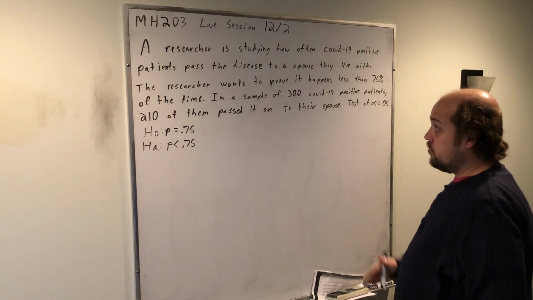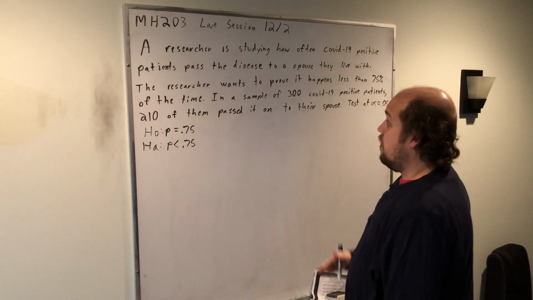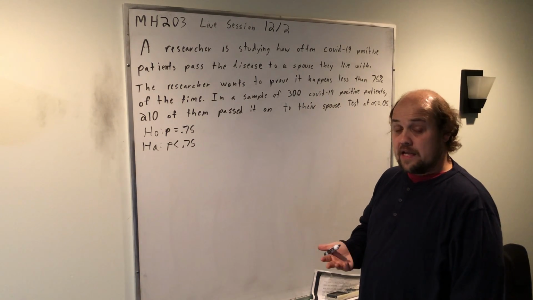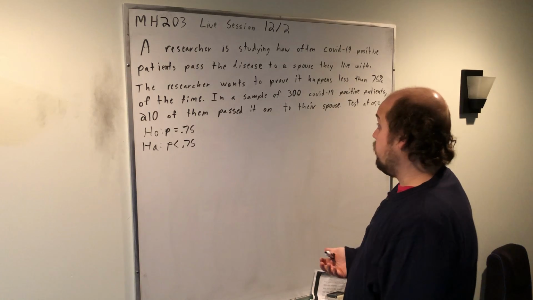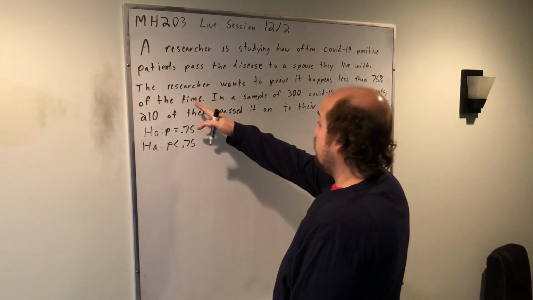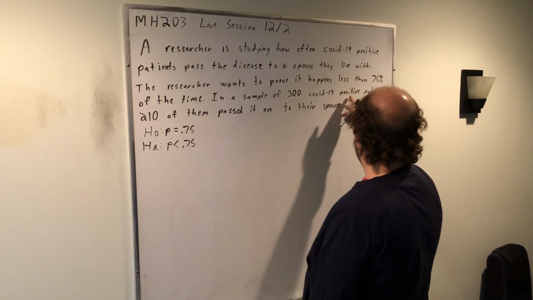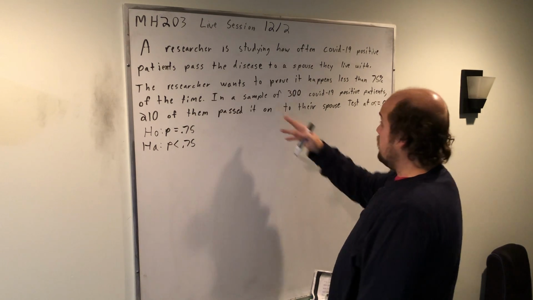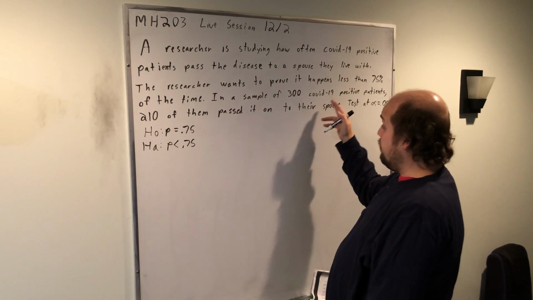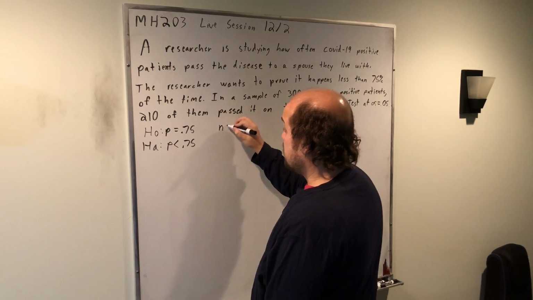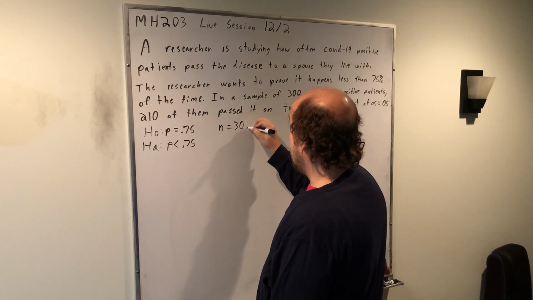Now that I have the null and alternative, I want to read the remainder of the paragraph and see if I can pull out any other key numbers that I'm going to need in my formula. So here I see, in a sample of 300 COVID-19 positive patients, so the sample was 300 people. That's giving me a sample size, or n. I'm going to write down n equals 300.